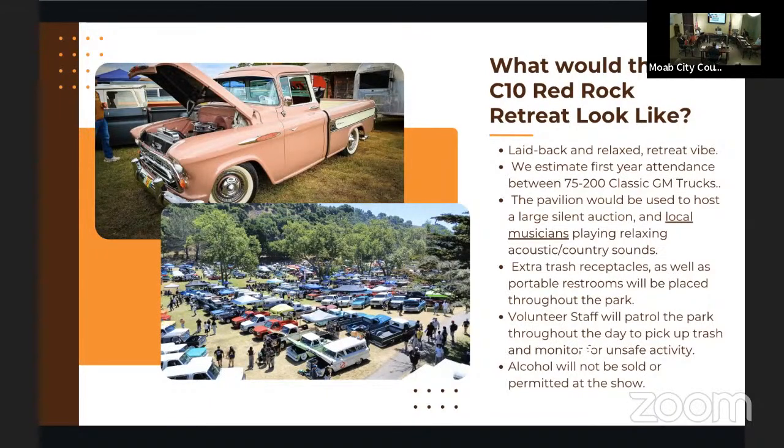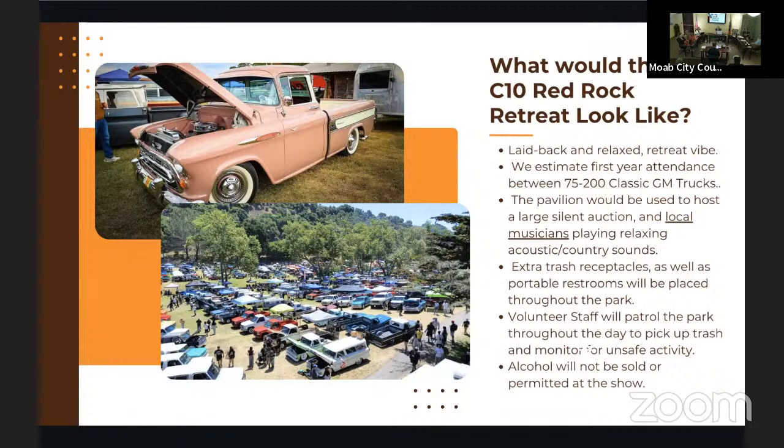In June, we held a show at the Utah State Fair Park, which is one that we probably will not do anymore, to be honest. But we had nearly 600 trucks there. We had trucks from 24 different states, 22 trucks from Canada. So people come from all over and they travel for these shows.